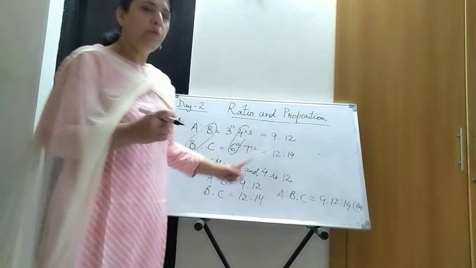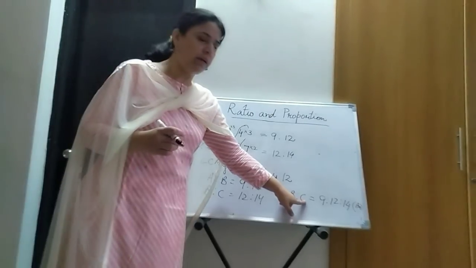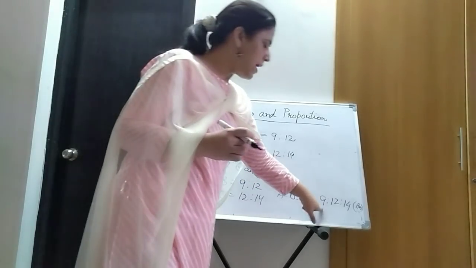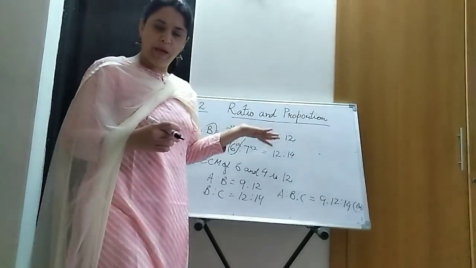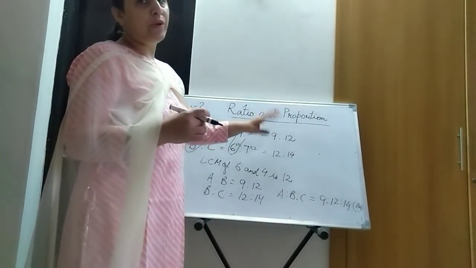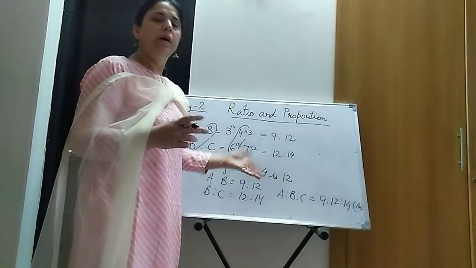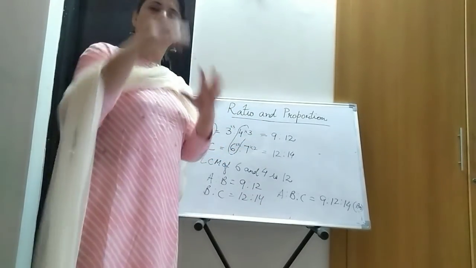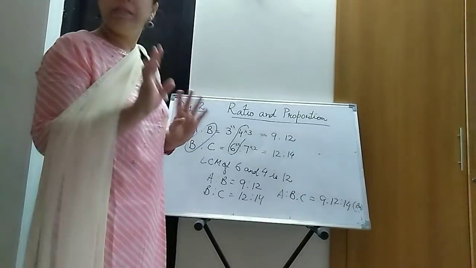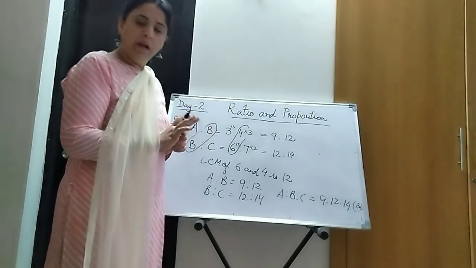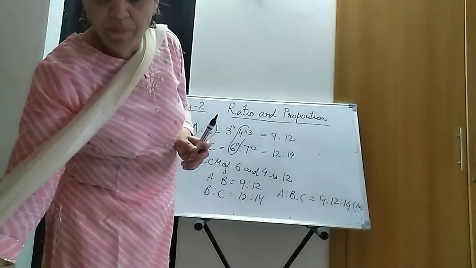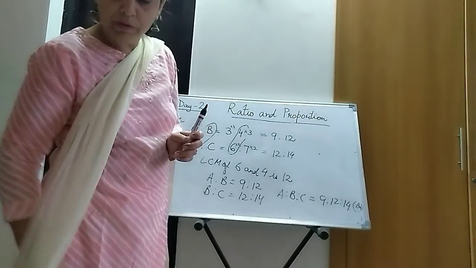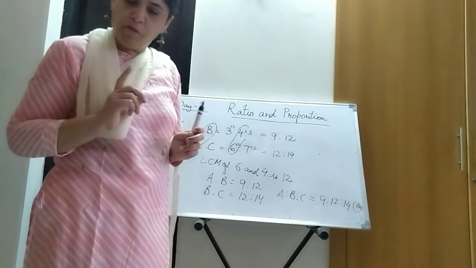Now from here only you can find out A ratio C. What is A is to C then? 9 is to 14, as we have done in the previous question. You can do the previous question this way also, by taking A upon B into B upon C. Now you will be doing question number 5 of your book. 3 and 4 are of this type.